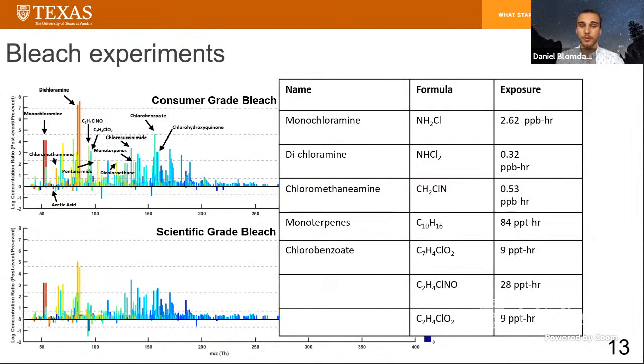Looking at a few other compounds that are chlorine containing, as well as a few other hydrocarbons, you can see that the exposure ranges from a few ppt per hour all the way up to a few parts per billion per hour.